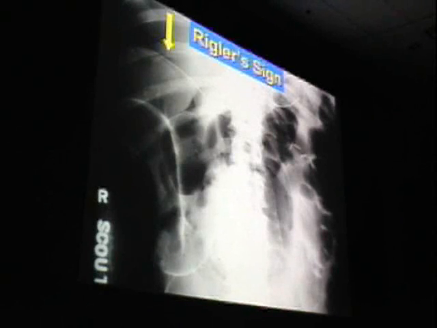Here's a classic Wiggler sign. I personally would have a lot of difficulty if I showed this on the boards and someone didn't recognize this, because this is clearly something we have to recognize. The clinicians will never recognize this. Air on both sides of the bowel wall.